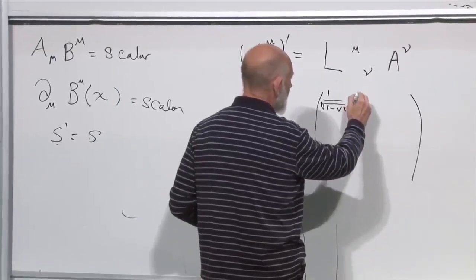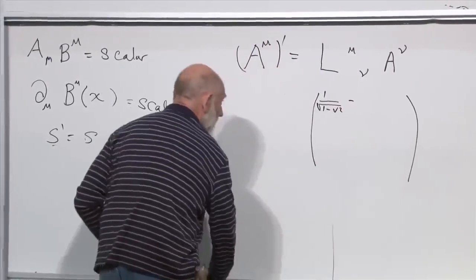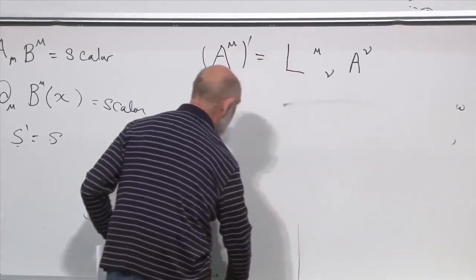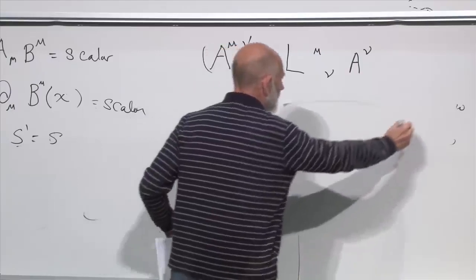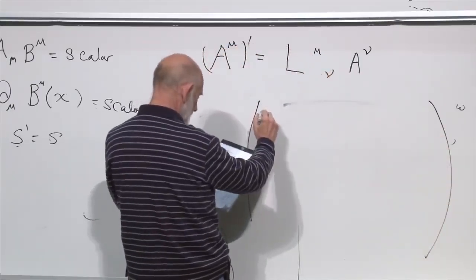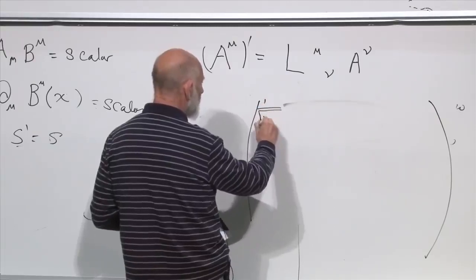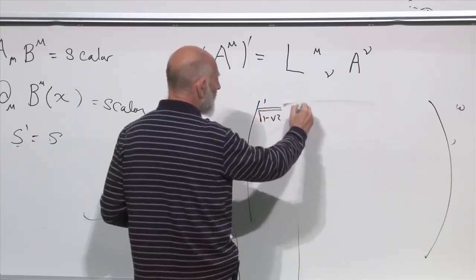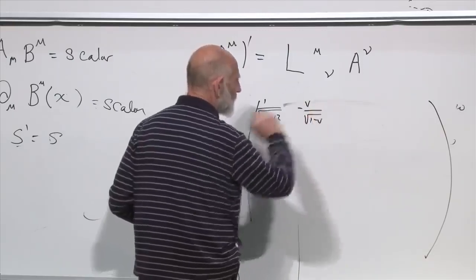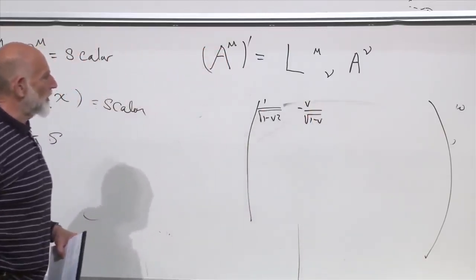There's a minus, I think I better make this matrix a little bit bigger. Okay, let's make it bigger. In the upper corner here, we have 1 over root 1 minus v squared. And then we have minus v over root 1 minus v squared. How about the next one? Anybody want to guess?